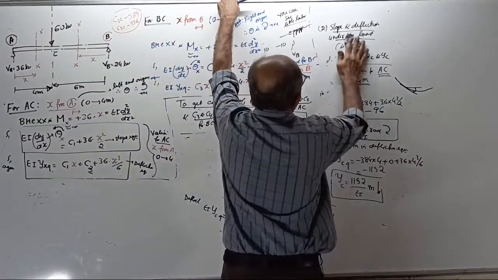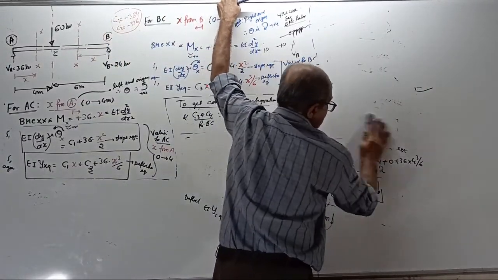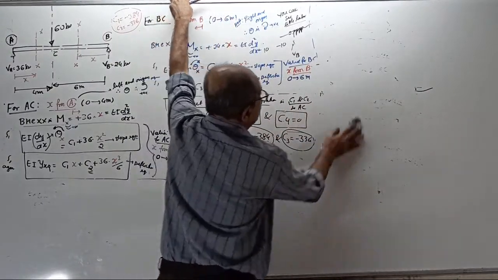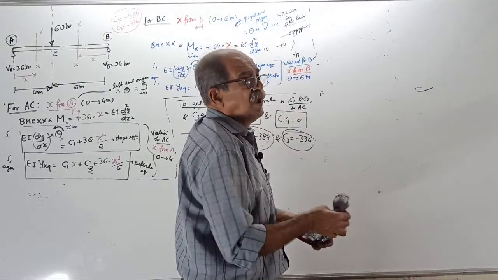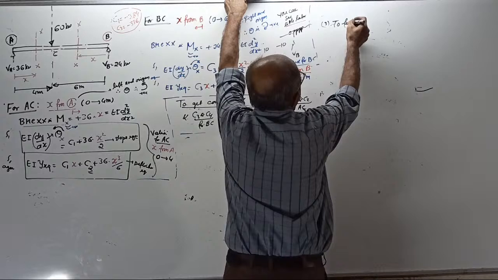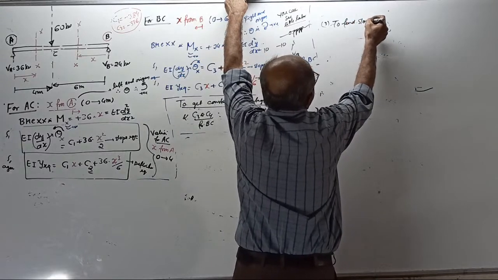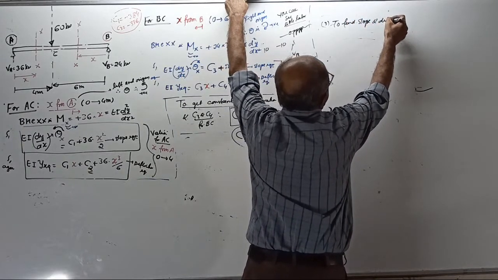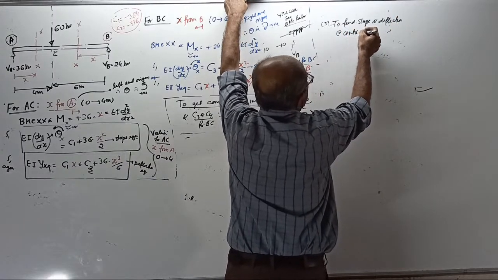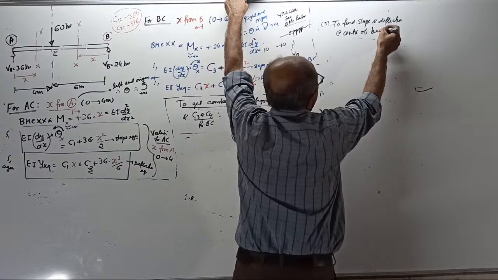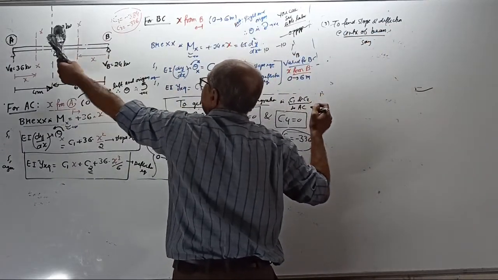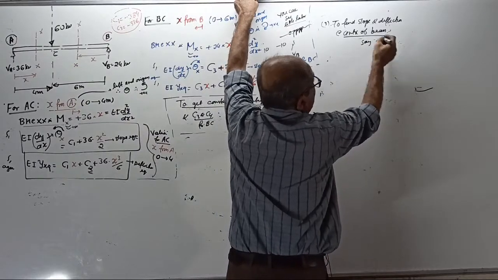Next, see what all they want. Now you calculate; I will give only the answer. Homework now. Next, third, to find slope and deflection at the center of the beam. Already I used A, B, C, so the center I will call D.